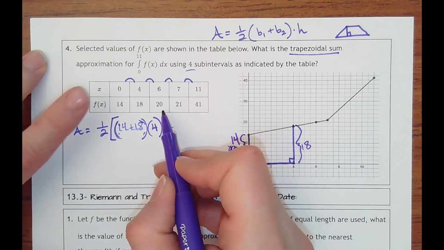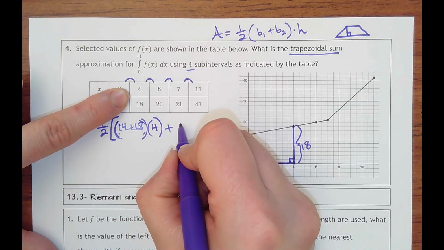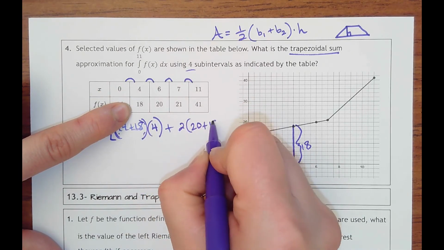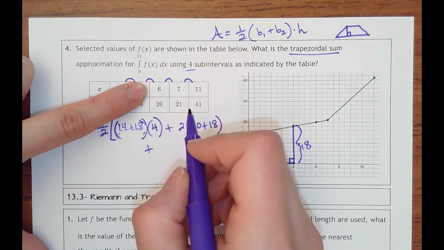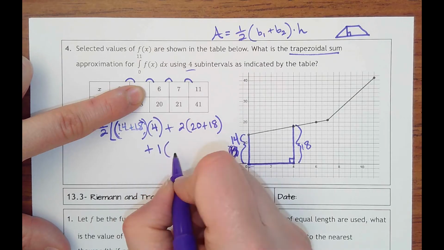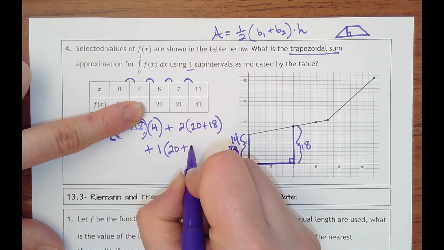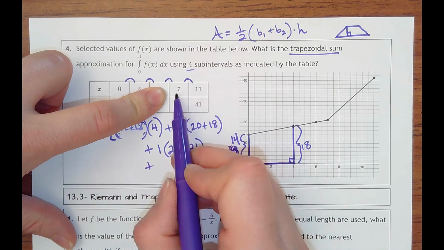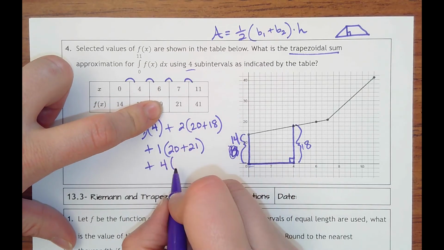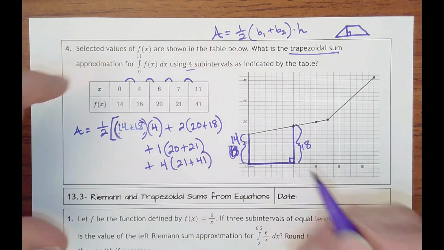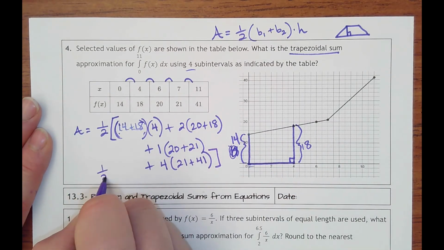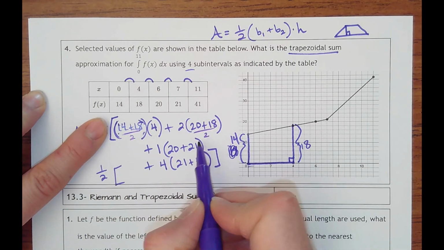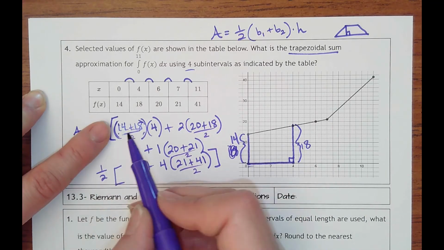Okay, and then the next one would be height of 2, because 6 minus 4, times, then the bases would be 20 plus 18, plus the next one would be a height of 1, 7 minus 6, and then add 20 plus 21. And then the last one would be 4 for the height, and then add 21 plus 41. And so you won't do the 1/2 until the very end with the way I did it. But again, if you would have wanted to have all of these just divided by 2, then times your height, that would have worked fine, and then don't do the 1/2 either way.